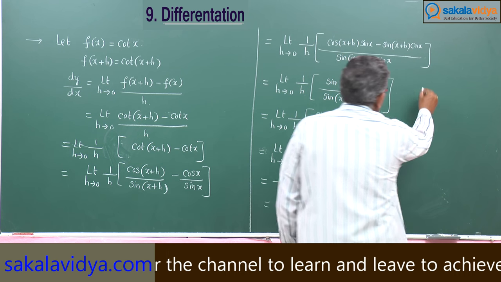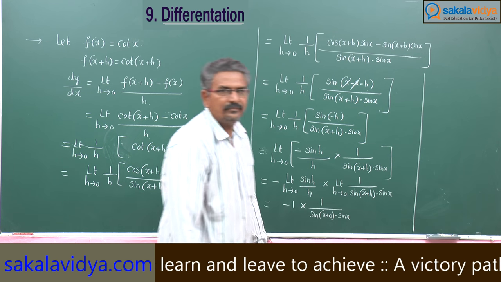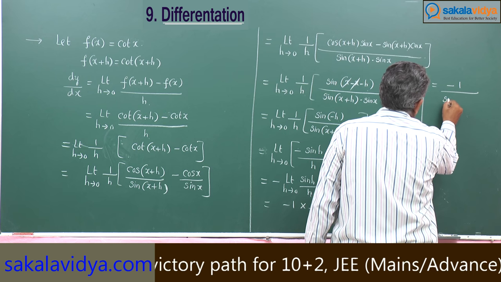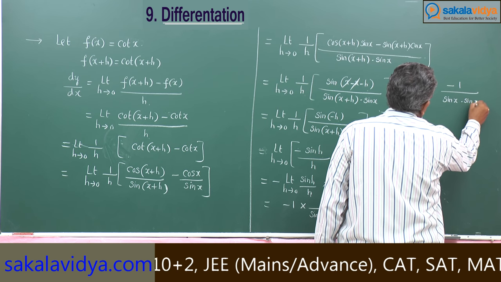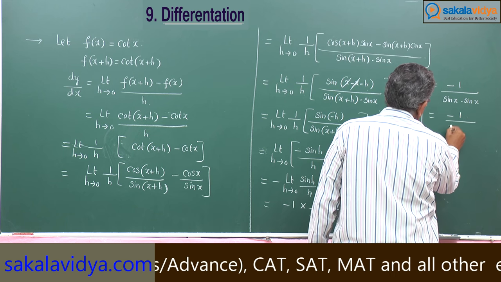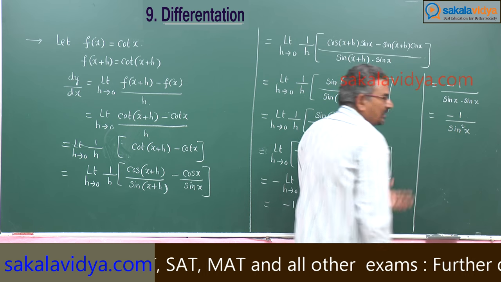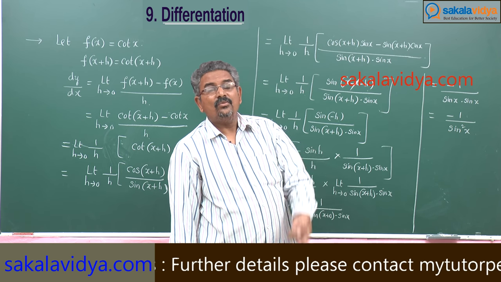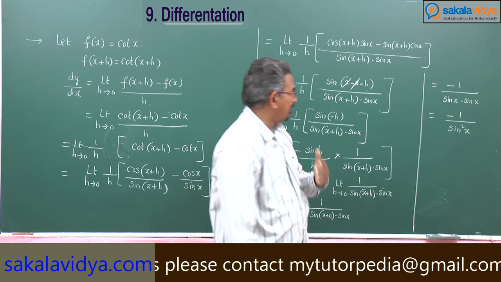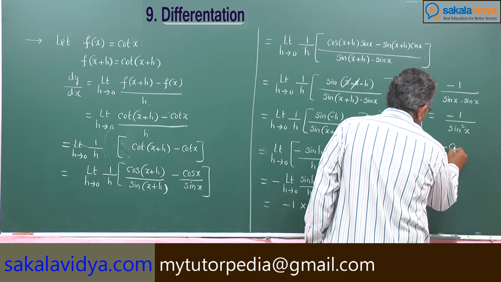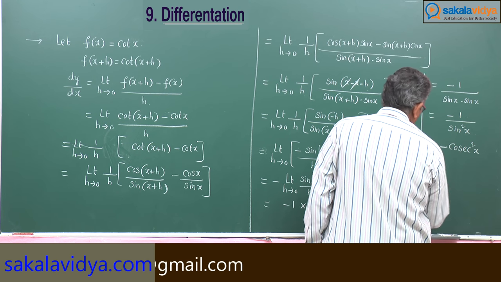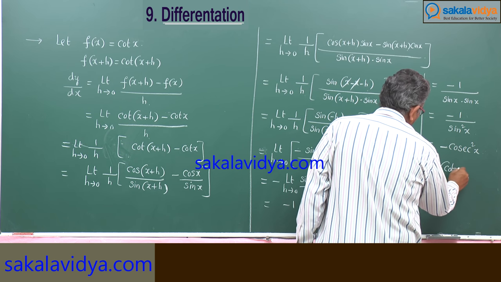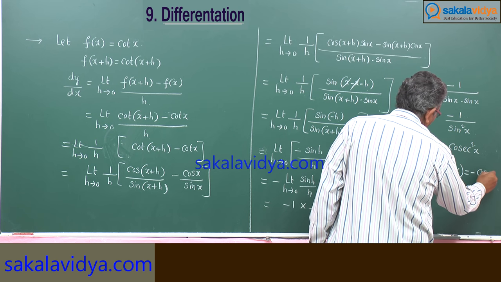Now, this becomes minus 1 by sin x into sin x, minus 1 by sin square x. What is 1 by sin x? Cosecant x. What is 1 by sin square x? Cosecant square x. What is minus 1 by sin square x? Minus cosecant square x. So, therefore, d by dx of cot x is minus cosecant square x.